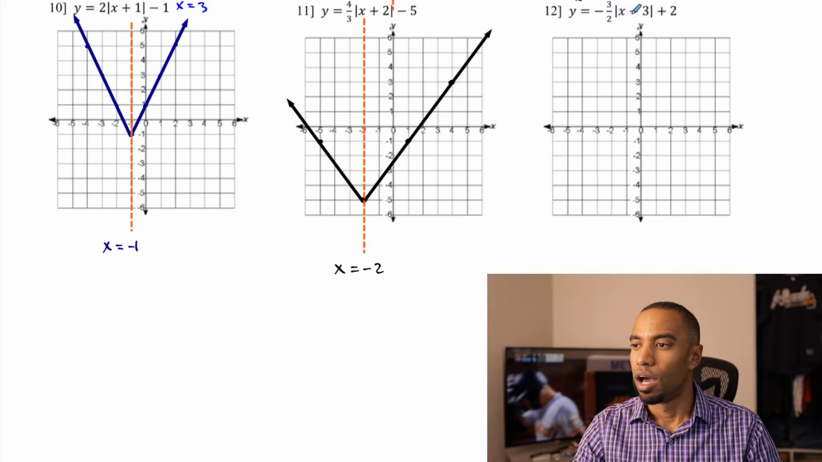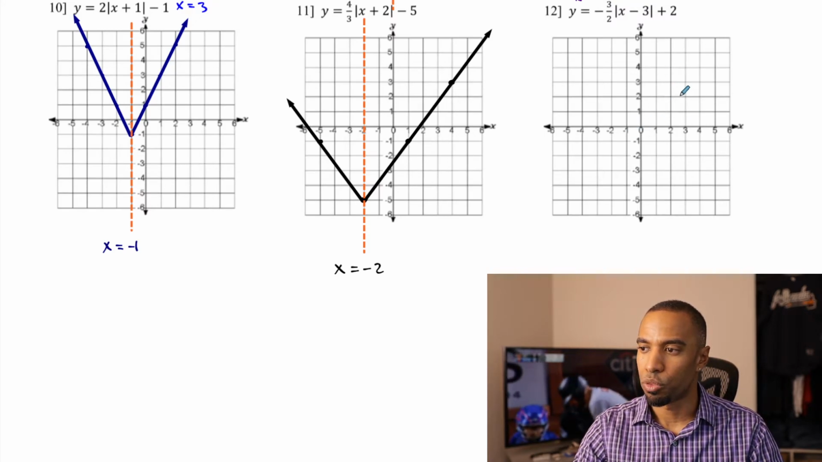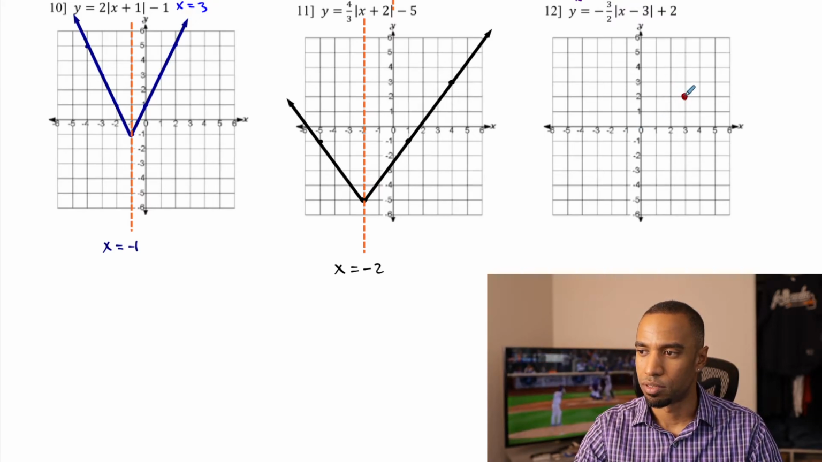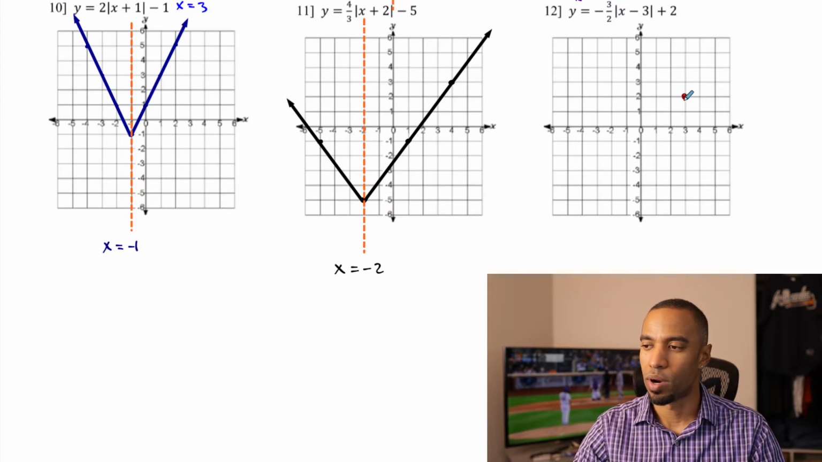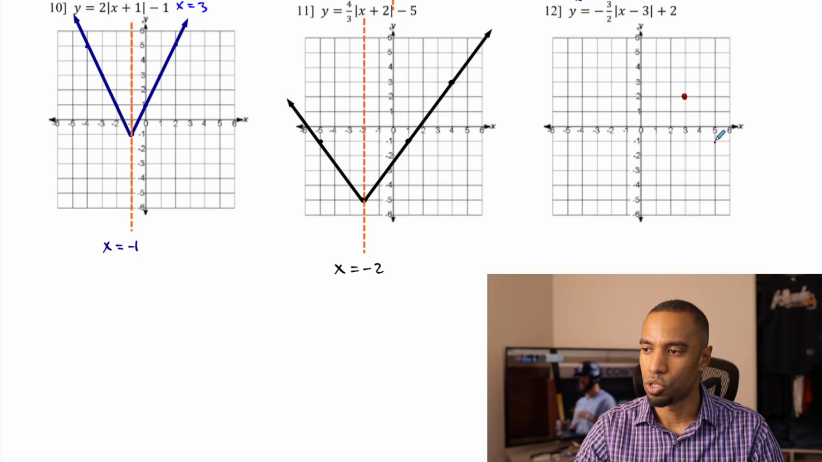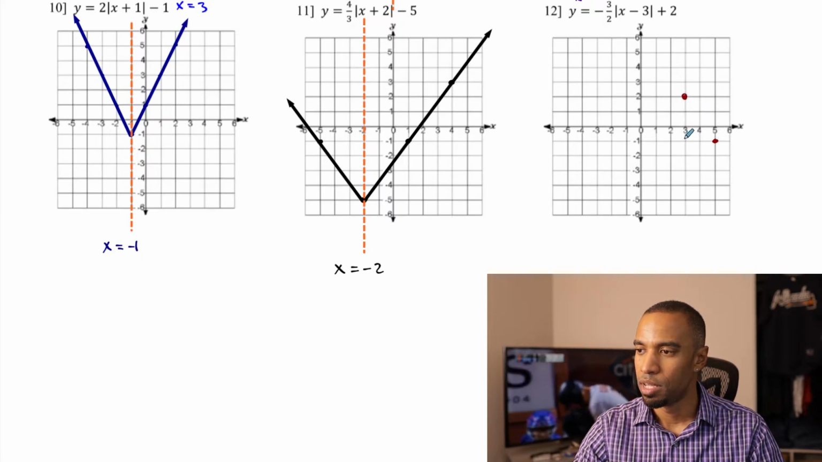All right. Number 12. 3 comma 2, flip the negative 3 and make it positive, and 2. This thing opens upside down where we will fall 3 and run 2 both directions. So down 3 over 2. Hopefully you're feeling this out, running out of room. Down 3 over 2. Down 3 over 2.